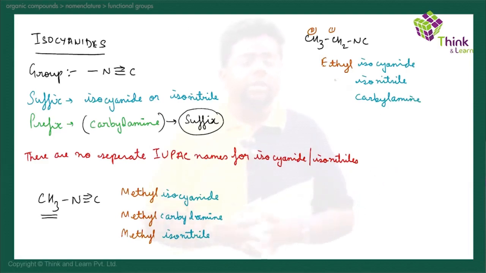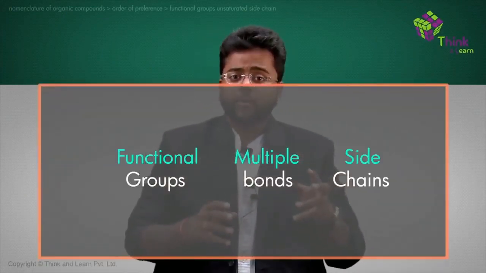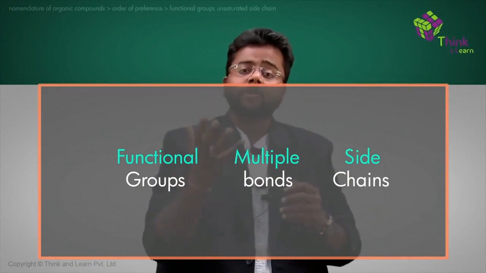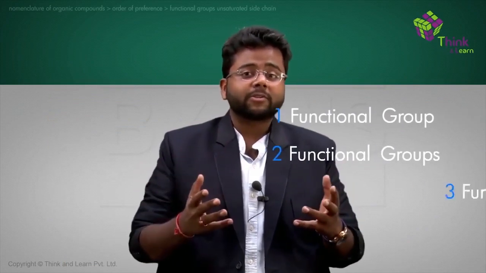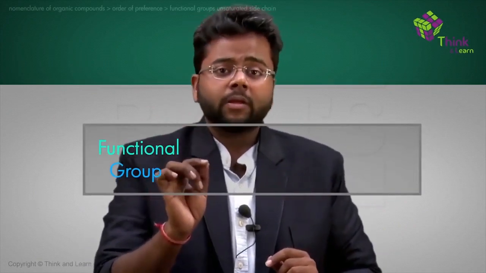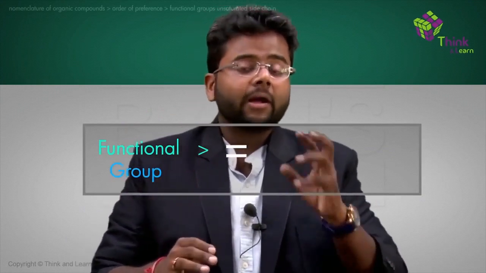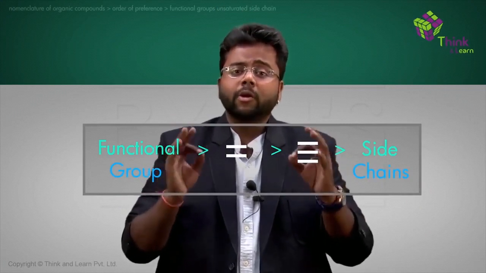Anything over here. That is isocyanates. Over here, what we will be dealing with is functional groups, multiple bonds and side chains. That means in one particular compound, you will have functional groups, multiple bonds and side chains at the same time. It's not certain that you will only have one, two or three functional groups. It could be any number of functional groups, multiple bonds and side chains. You should first remember that a functional group would always be given the highest priority, followed by a double bond, then a triple bond, and finally the side chain. This is the priority order that you should follow.